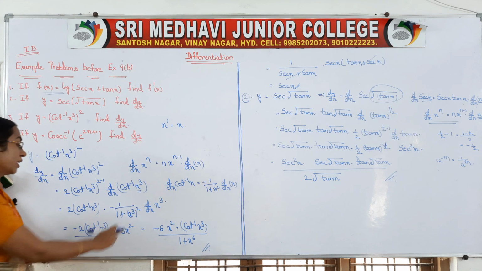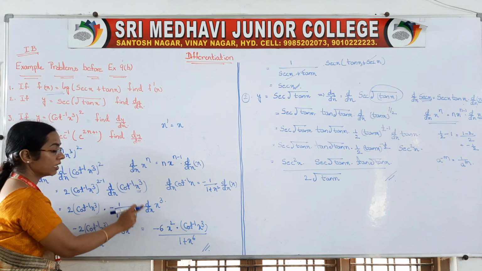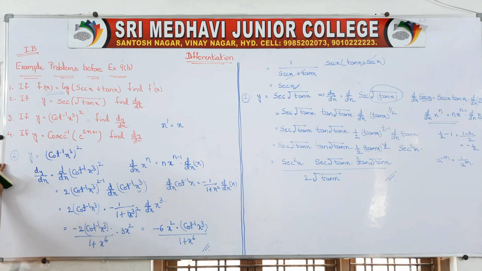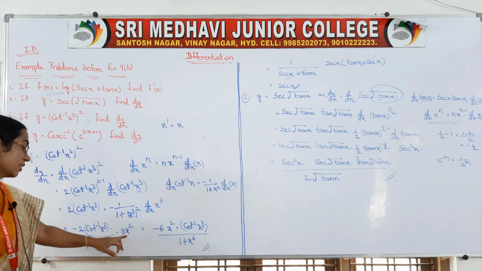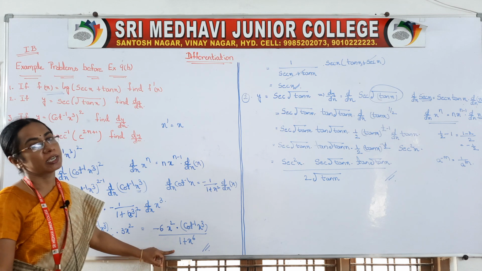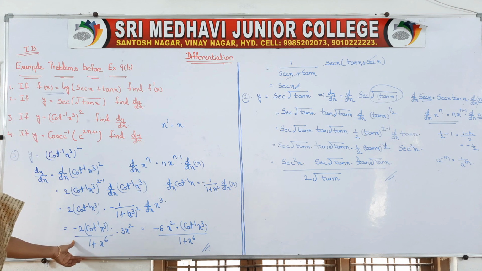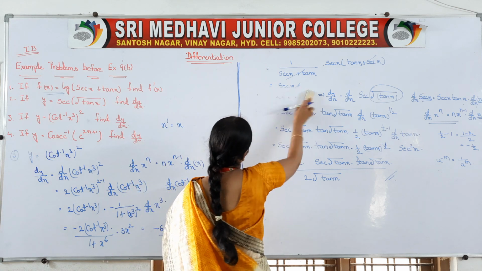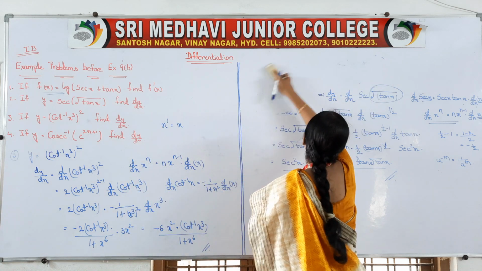So it is x to the power of 6, and d by dx of x cube, x to the power of n form, n into x to the power of n minus 1, 3 into x to the power of 3 minus 1, 3x square, 3 2s are 6x square, cot inverse x cube by 1 plus x to the power of 6 is the answer for your third question. Now come to the fourth question. What is your fourth question?